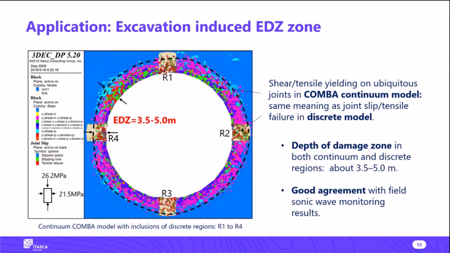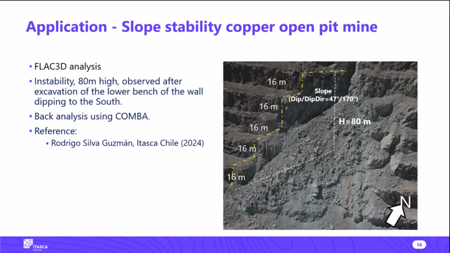And what we would like to point out is that shear and tensile yielding on the ubiquitous joint in the Comba continuum model has the same meaning as the joint slip and tensile failure in the discrete model. So we have a good match of the two behaviors, both discrete and continuum, in this case.